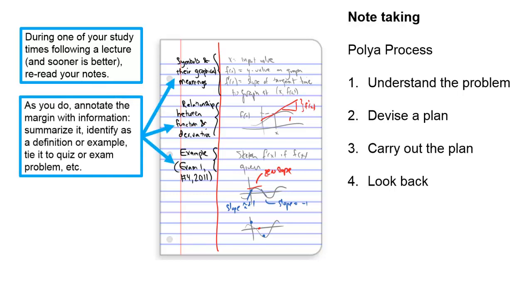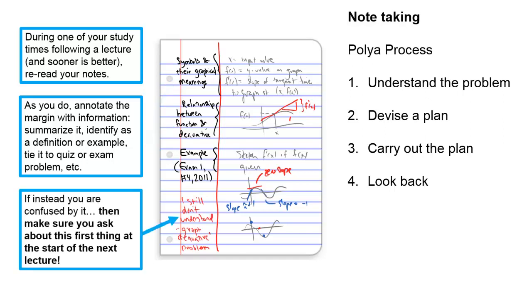As you reread the notes, annotate that left margin with information: a summary of something, identifying a certain portion as a definition or an example, tying certain problems to quiz problems or exam problems that the instructor's given you access to. Effectively, be thinking about how what you wrote in those notes connects with what you're doing in that class. Sometimes you're going to have no idea what's going on. If you're confused by some portion of your notes, identify that clearly and make sure you ask about that first thing at the start of the next lecture. This is part of that being prepared.